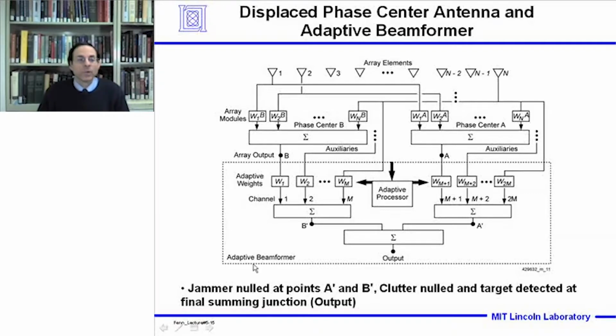So to summarize, the jammer signal is nulled at points A' and B', and the clutter is nulled and the target is detected at the final summing junction output.